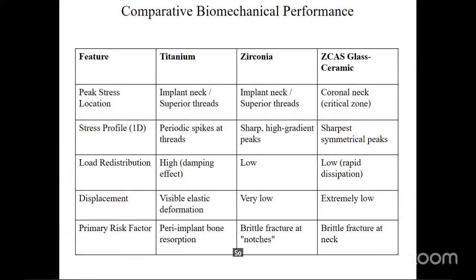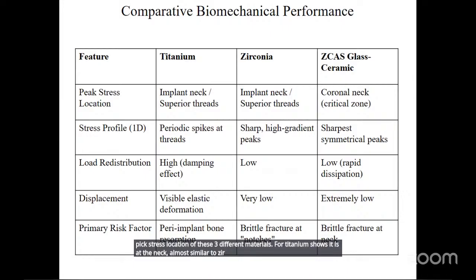So the comparative study in this table summarizes the peak stress location of these three different materials. For titanium, it is at the neck, almost similar to zirconia, but for zinc calcium aluminosilicate glass, it shows the critical zone from the top of it. I think there's a little error there in the result.